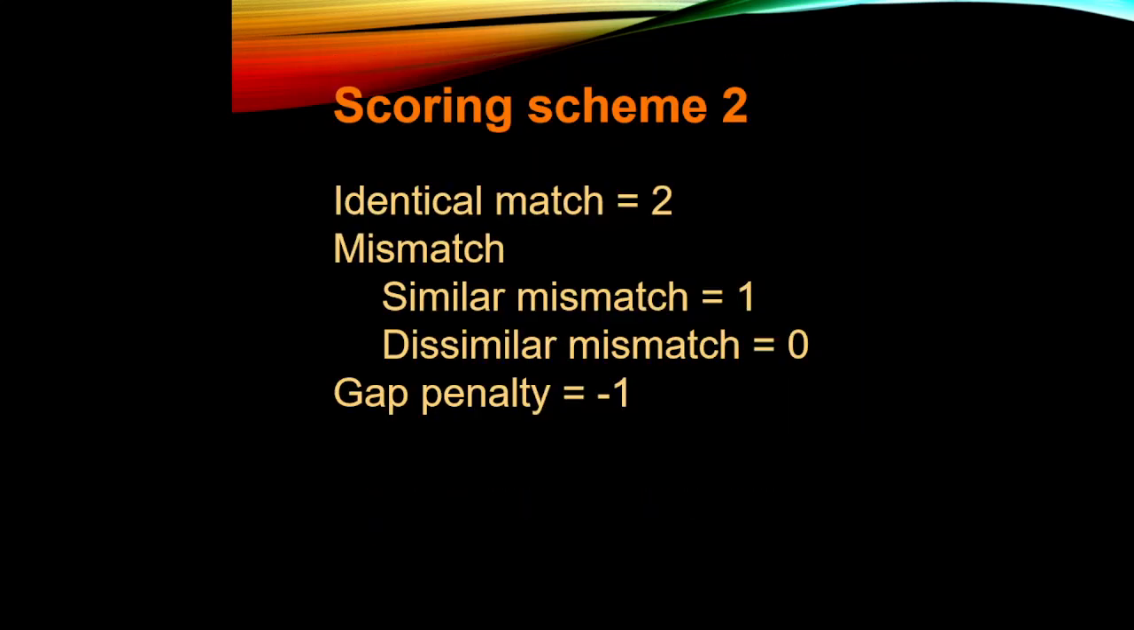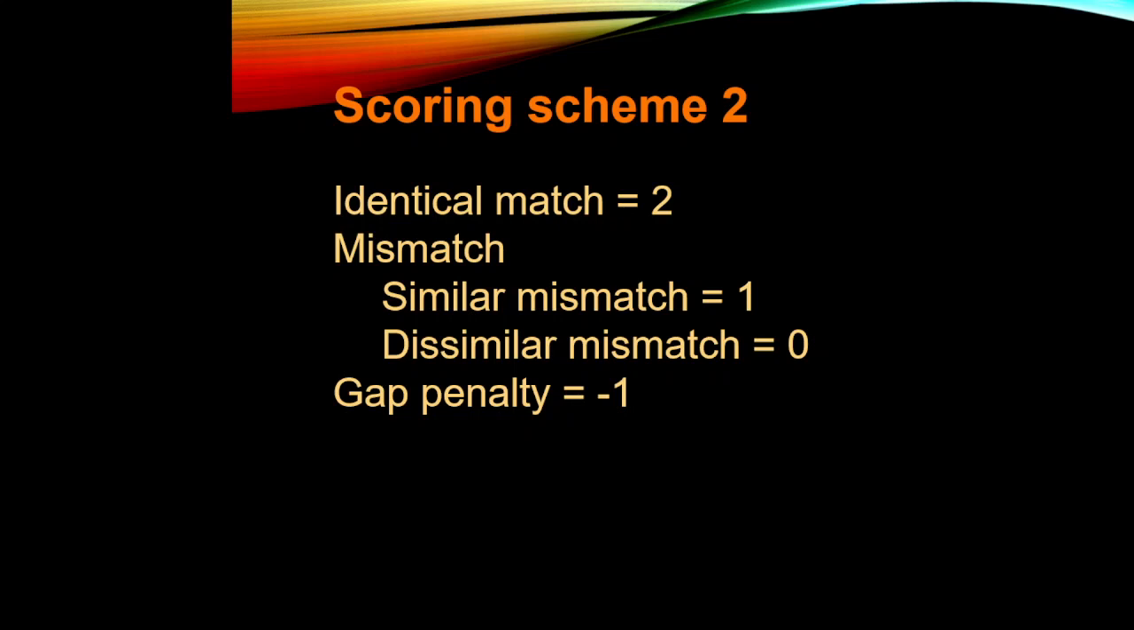We are finding 2 types of mismatch. One is similar mismatch and the other is dissimilar mismatch. If there is a similar mismatch, we give 1. If there is a dissimilar mismatch, we give 0. The only thing that we are changing is that for mismatch we are giving different values, 1 and 0. For gap penalty it will be -1 itself.